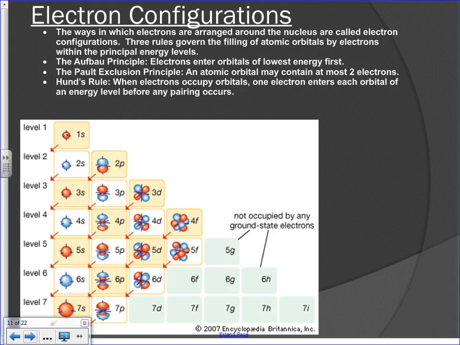Okay, so it's going to be probably 1s, and then it'll fill one of these before any pairing happens, right? We don't want to pair anything up if we can avoid it, okay? And then, and so on and so on. So the more electrons you got, you fill the lowest energy level first, okay? So you go, sorry, it wouldn't go 2p, it would go 1s, then 2s.